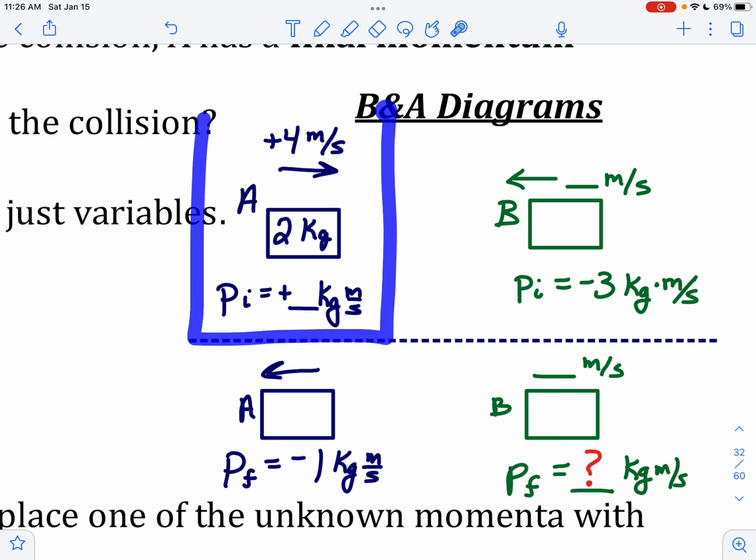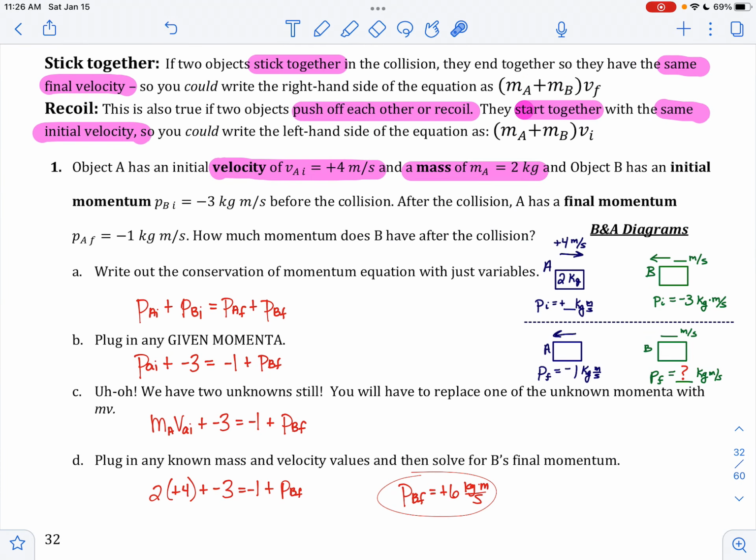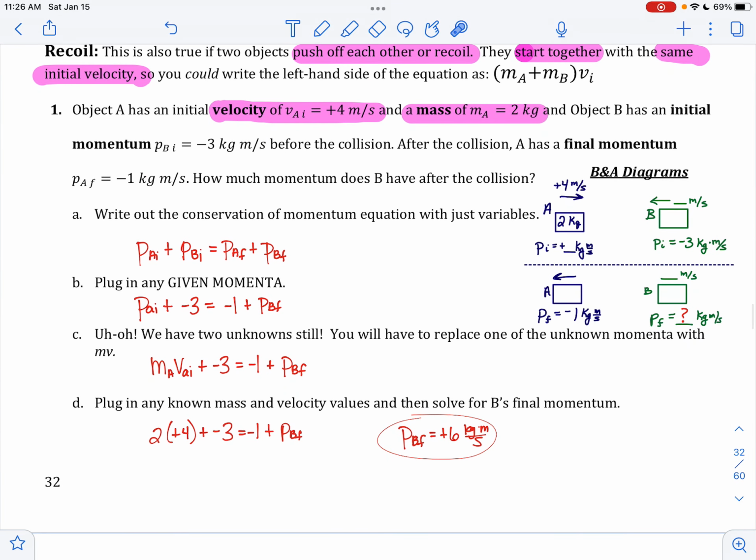So go, and I want you to copy this part of the diagram, and when you're done with that, unpause the video. Now we go on to the next one, object B.